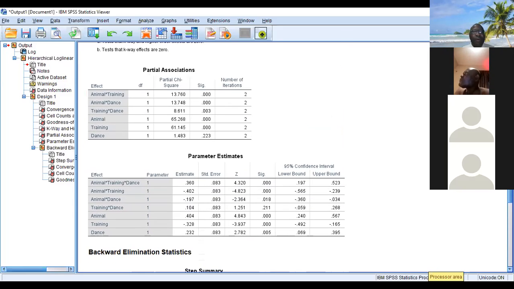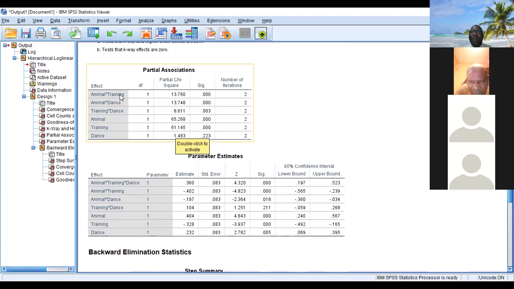Now, partial association. Can you see now? It's not trying to bring it down. When you are not talking of animal and training, can you see? It's significant also. You now say, association between animal and training.